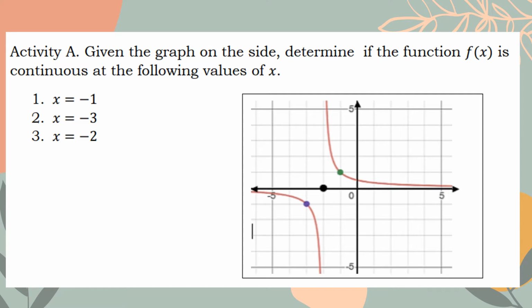So for example, if I wanted to identify this graph, we can say that the name of the function is a rational function, because we have asymptotes, no? So it's a rational function. If it's a rational function, is it continuous forever, or are there limitations based on the domain? Let's try to find out.